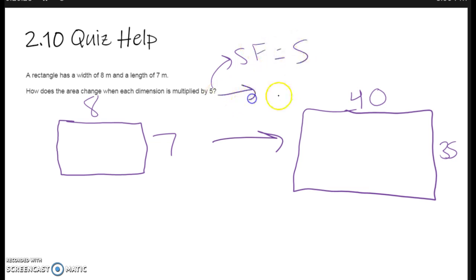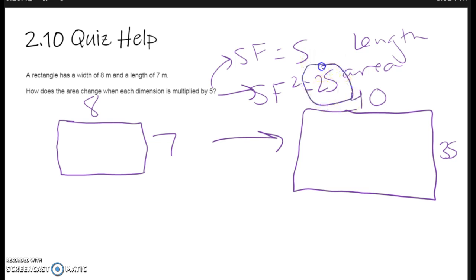The ratio of the areas then is just the scale factor squared, because the scale factor is for lengths or perimeter. The scale factor squared is for area. So the area will be multiplied by 25 instead of multiplied by 5. So it would increase 25-fold.